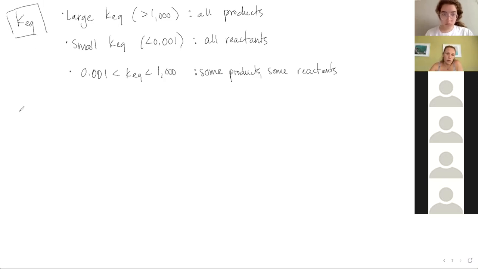Logically, the higher the value of KEQ, the more product favored at equilibrium. The higher the value of KEQ, the more product favored at equilibrium.